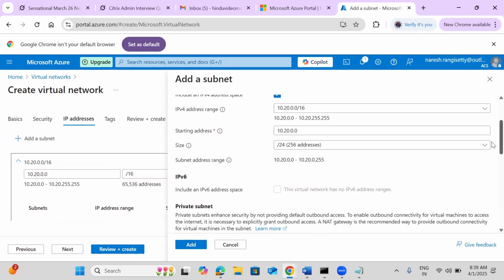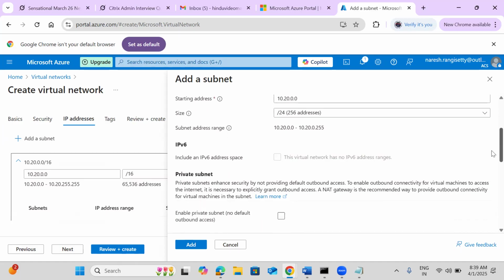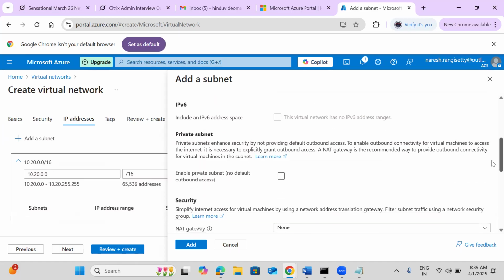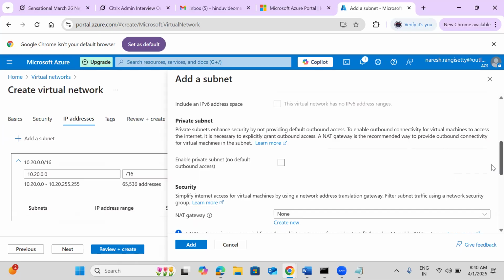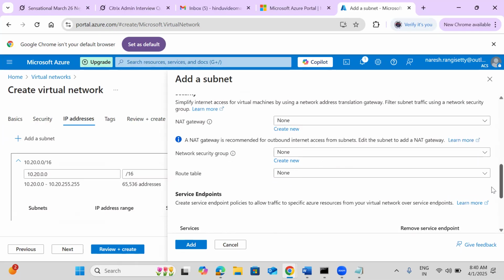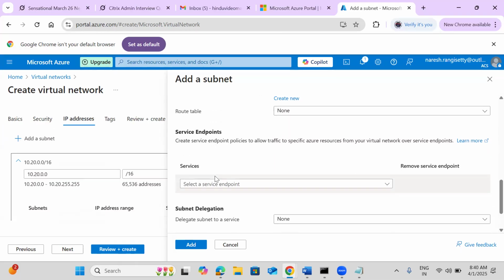Okay, if you want, optionally, we can use IPv6 also. Then you can make it a private subnet also. Then, security-wise, you can attach a NAT gateway. What is the purpose of the NAT gateway, we'll discuss also. Then we need to attach a network security group. As of now, we are not adding any network security group, route table, and service endpoints.